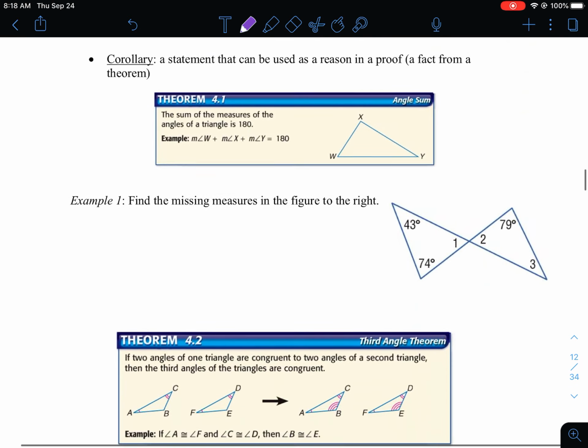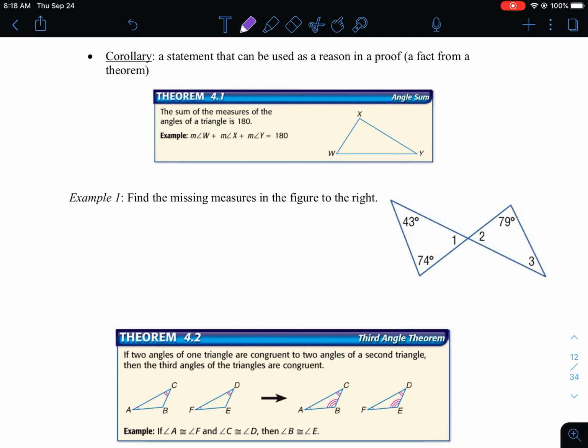So using that information and some things from the past, we're going to figure out example 1. It says find the missing measures of the figure to the right. So we have angles 1, 2, and 3. I'm going to go ahead and start in order, but you won't always find all of these values in order. Sometimes I might have to start with 3, sometimes I might have to start with 1, and then 2. So just find them however you can.